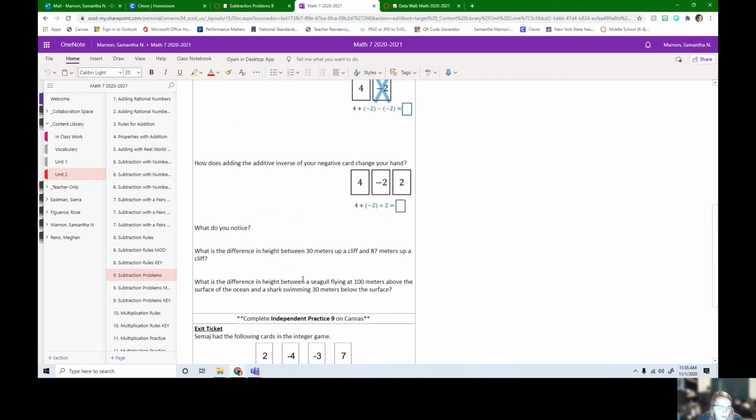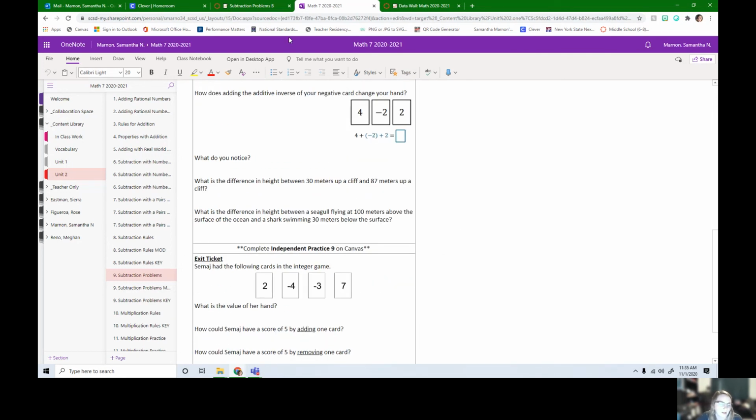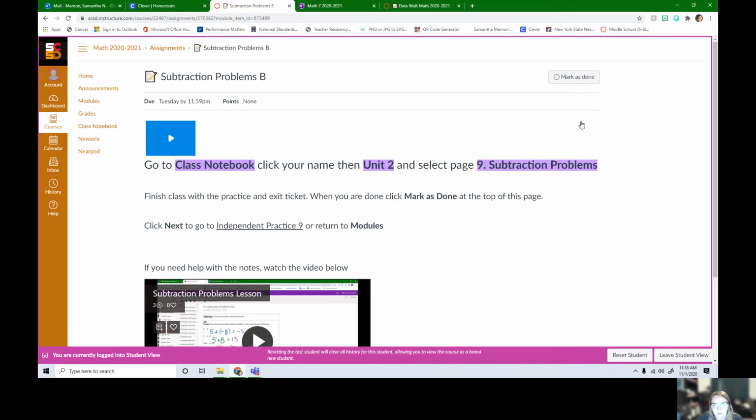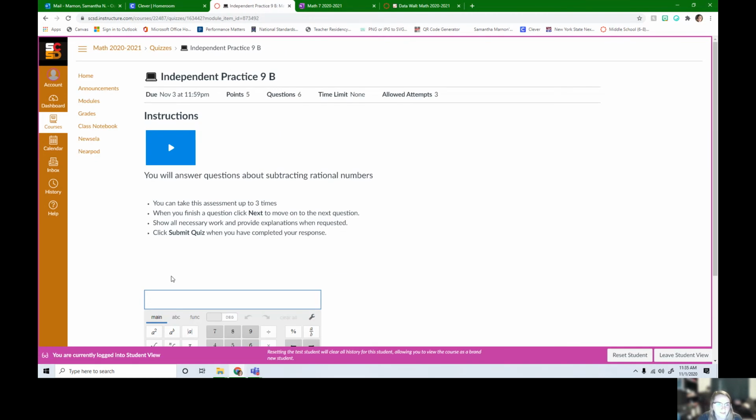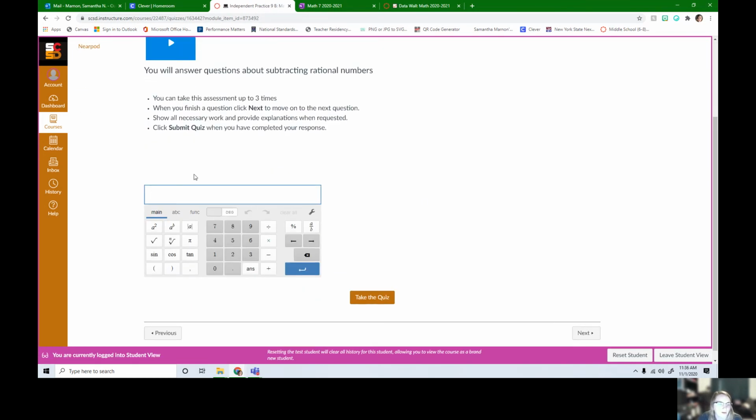that I'm trying to see if we can figure out how to do online. And then it says complete independent practice 9. So make sure that this mark is done when the class notebook is done. We can hit next, and it takes us to that next independent practice. Just like the last one, there's a calculator on screen, and they can select take the quiz to begin.